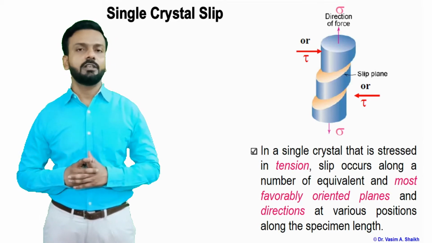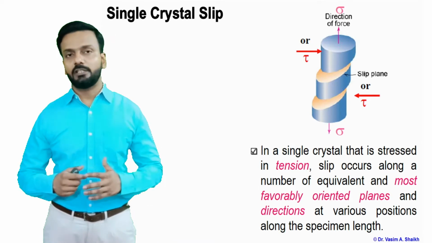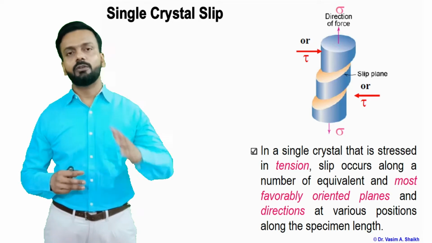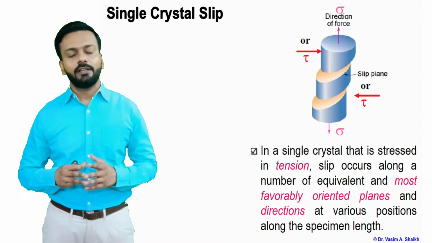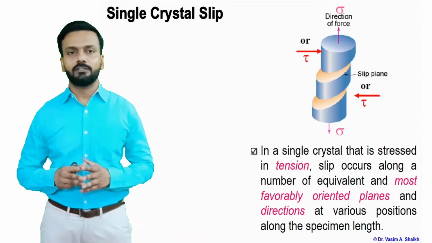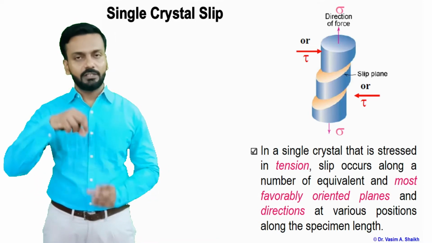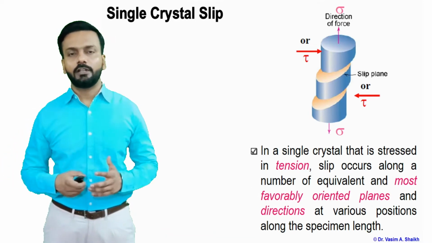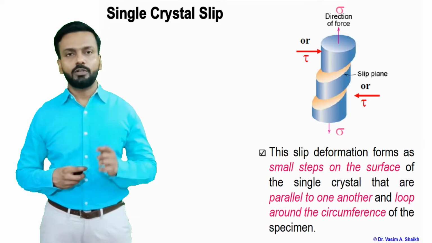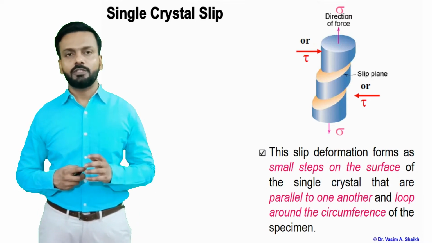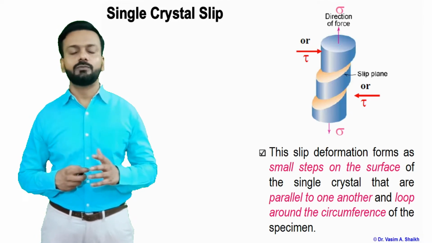In combination, there are some favorable planes where such type of deformation will happen initially. So initially when the material deforms, it is because of these particular slip planes which are favorably oriented in terms of plane and in terms of direction, and the material will try to deform. As we see in the image, the material is under tension and it will try to deform, and the slip deformation forms a small step on the surface of the single crystal that are parallel to one another and loop around the circumference of the material.